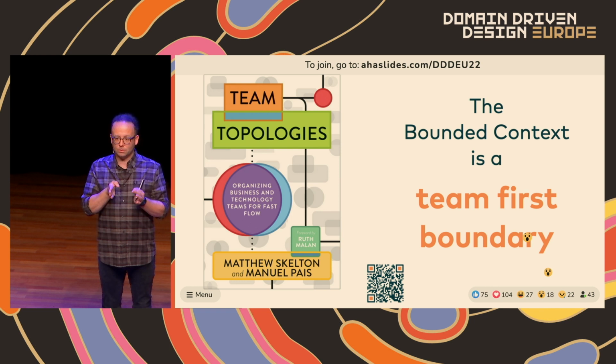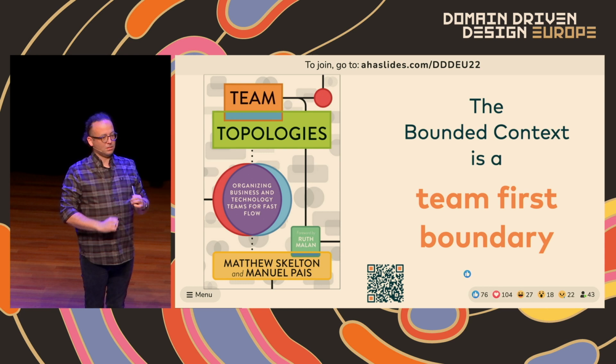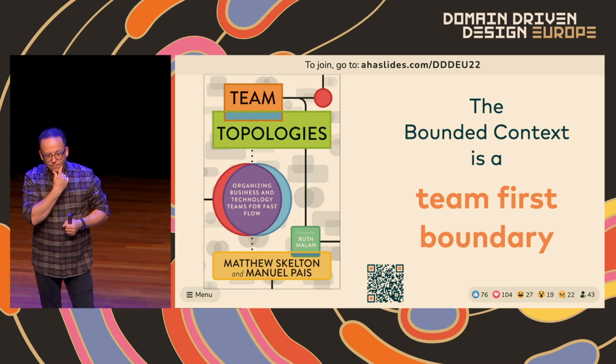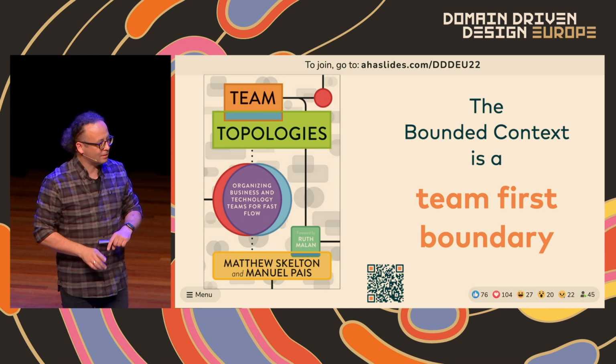So let's define a boundary. Let's aim towards a purpose. Let's have a dedicated language for that. But how about the dynamics between those boundaries? That's missing here. That's something we can't see here.